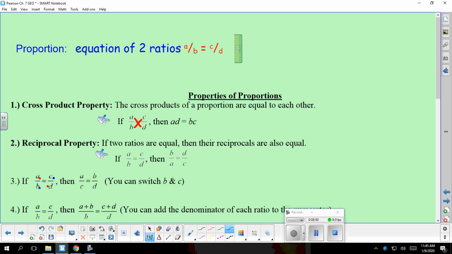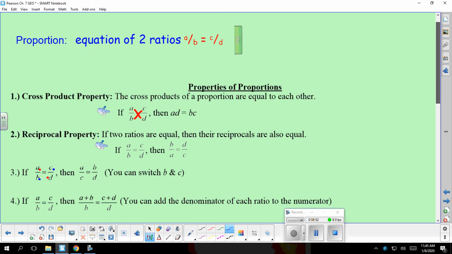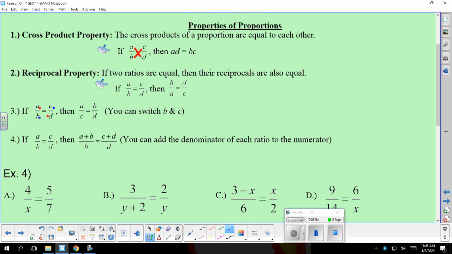And then the last idea, right? We can add the denominator to the top. So add the bottom to the top, as long as we do it to both sides. So we have A over B equals C over D. So A plus B over B equals C plus D over D. Okay? We're adding the denominator to the top of both sides. All right, so let's go ahead and see if we can solve a couple of these.